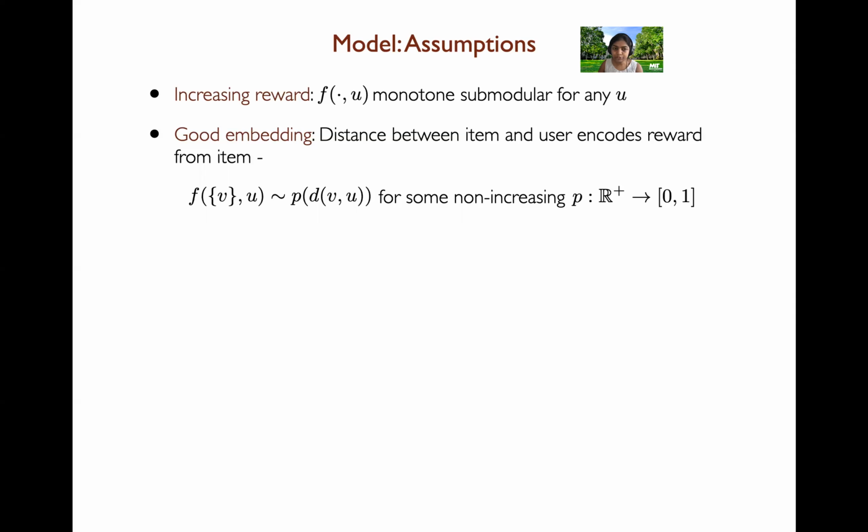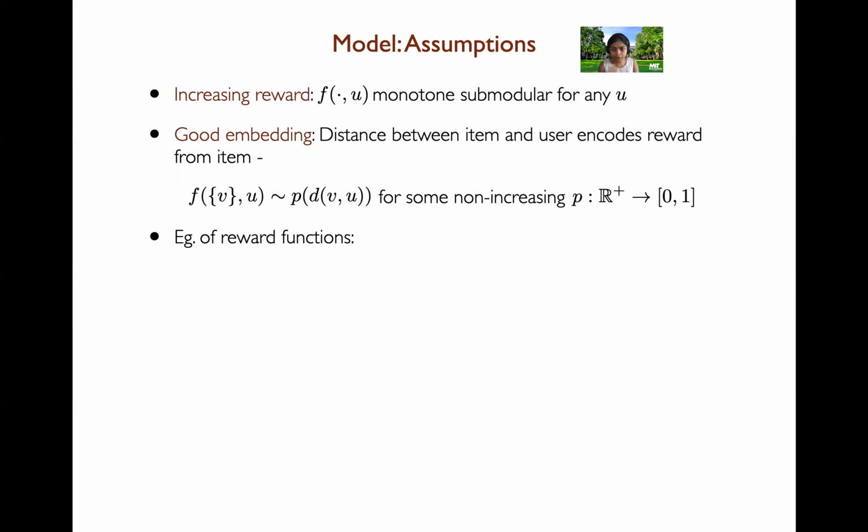Then the second assumption is that the embedding itself should be a good embedding. This is intuitively the idea behind the embeddings, but we put it mathematically and say that the distance between the item and the user in this space should capture the reward that the user gets from this item. That's to say that the reward that the user gets from this item is some decreasing function of the distance between the user and the item.